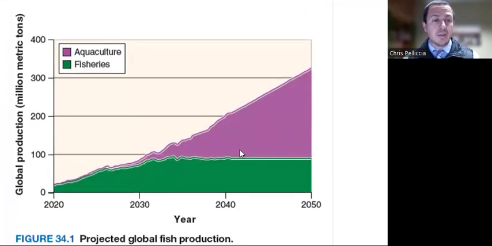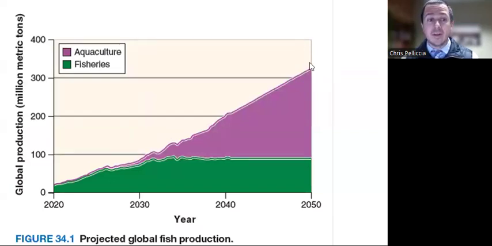So what we can do is look at a graph of what the projection of fish catches, or fish landings, is going to look like. Here we're projecting quite a ways into the future, about 25 years. You can see that fisheries are just about leveling off, that there's not a lot of projected increase, whereas aquaculture is going to grow rapidly.